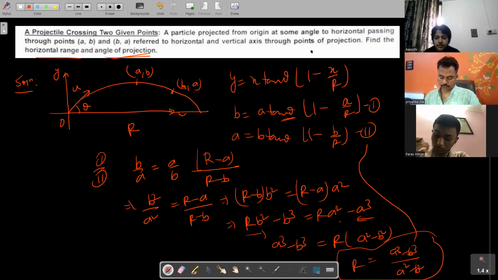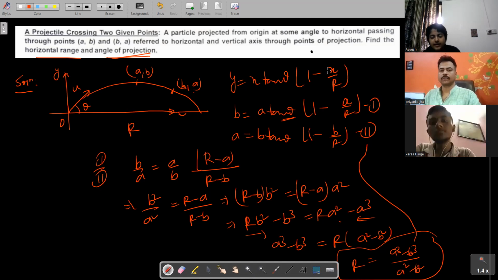Sir, so theta will be tan inverse of a cube minus b cube by a square b minus ab square. You can simply put and find. You just have to put this value in any of the equations and you will get the answer. Yes, sir. That's what I did.